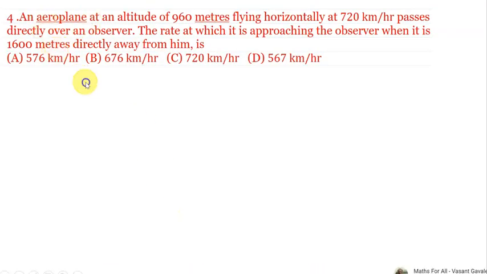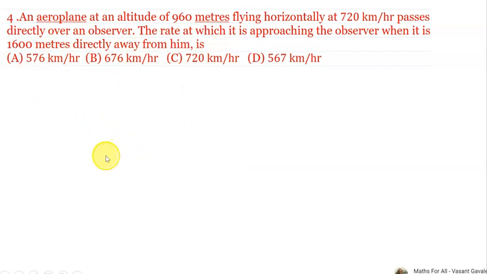Next example. An aeroplane at an altitude of 960 meters, flying horizontally at 720 km per hour, passes directly over an observer. The rate at which it is approaching the observer when it is 1600 meters directly away from him is.